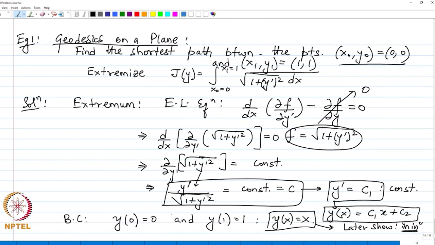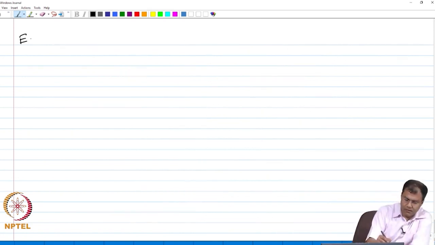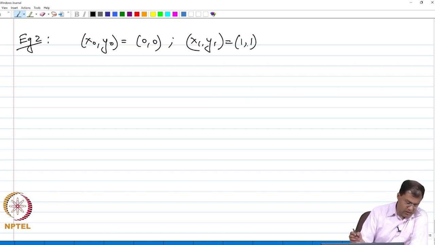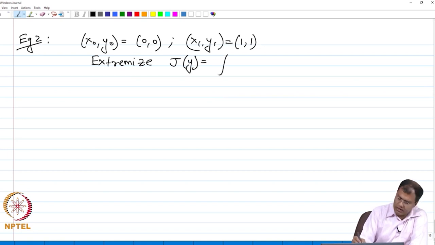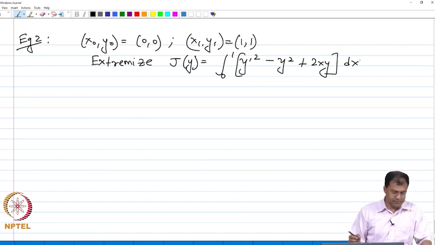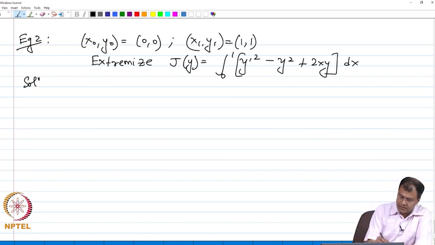So, let us look at another example. We are given, again, let us fix the boundary points. Let us say x0, y0 is 0, 0 and x1, y1 is 1, 1, and we have to find the extremal of the functional J of y, which is the integral from 0 to 1 of y prime square minus y square plus 2xy dx. Okay.